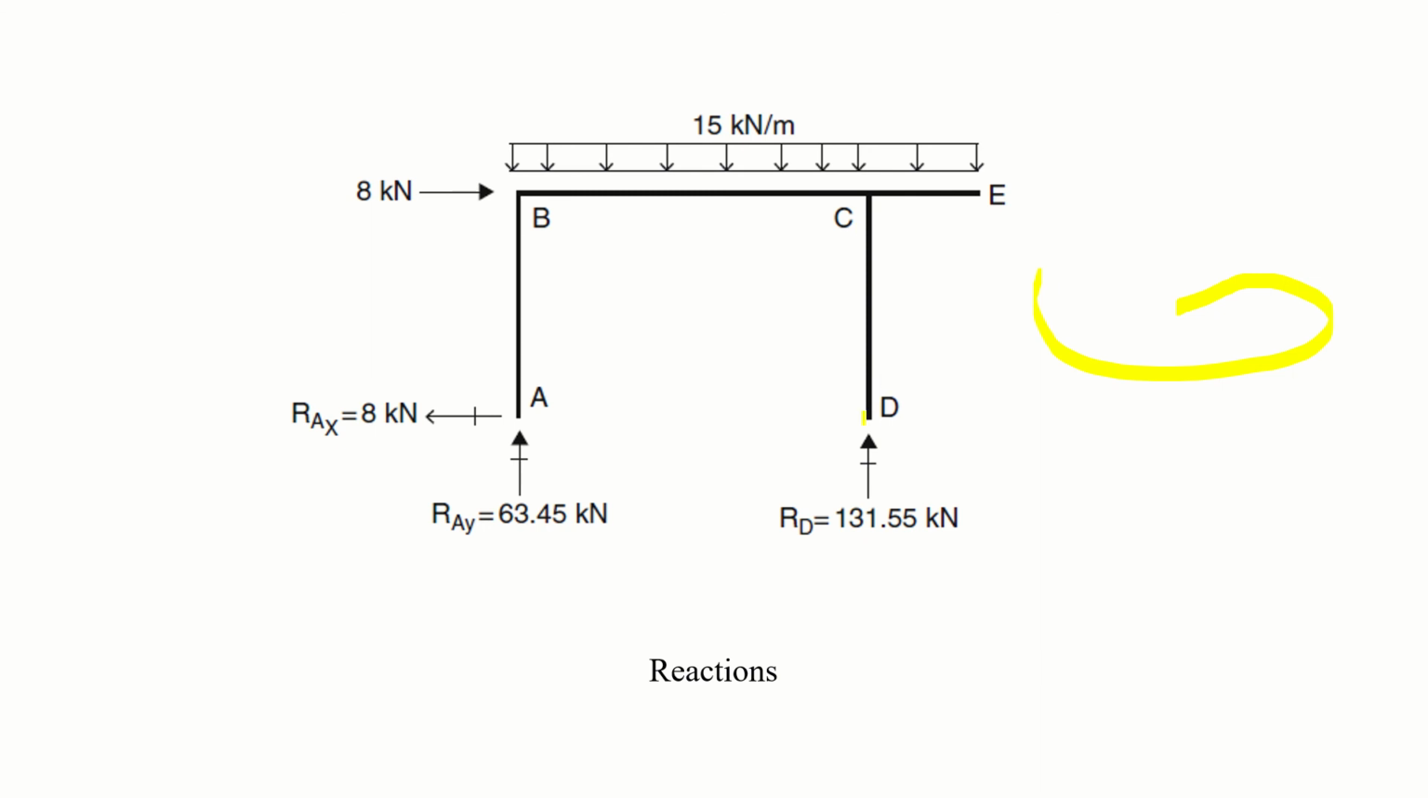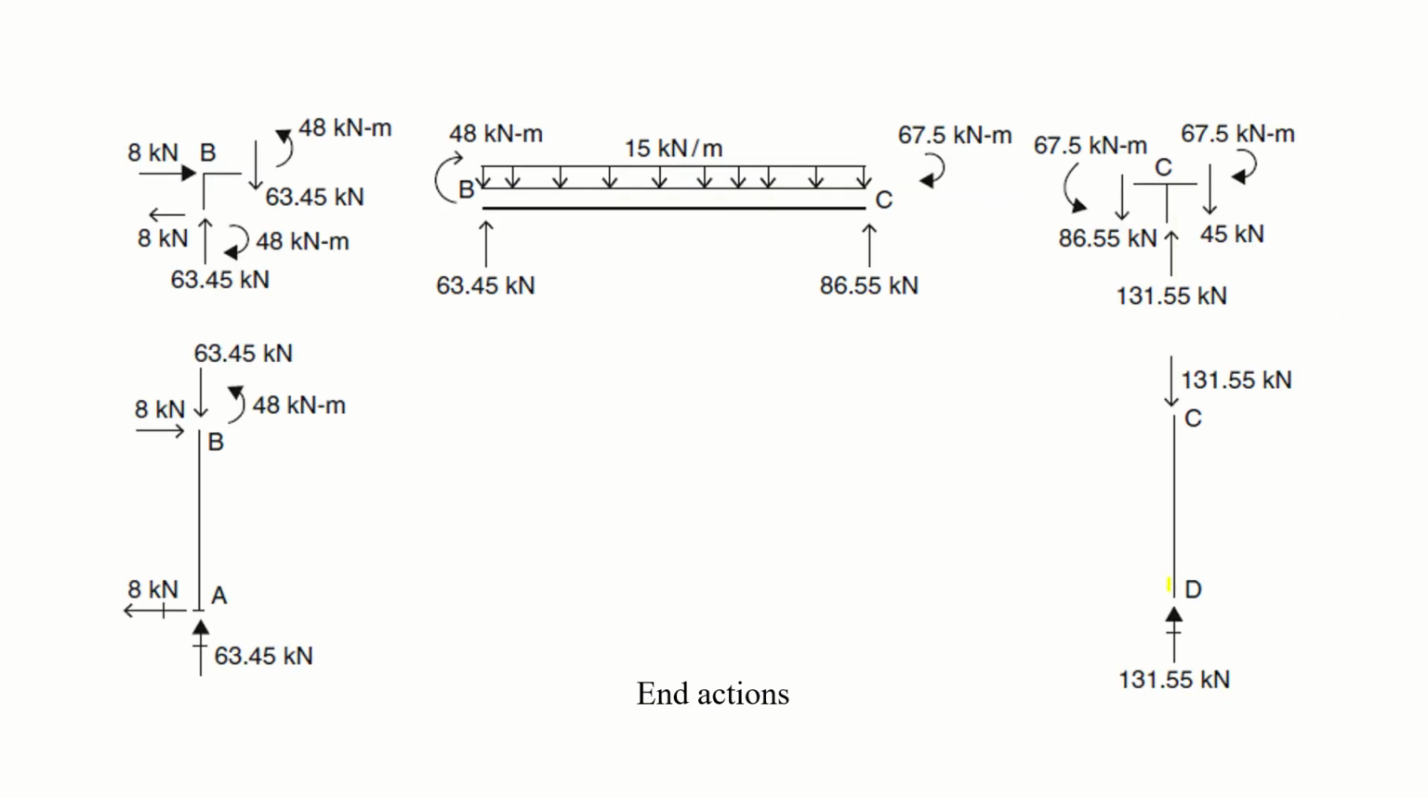Starting with the CD member, the reaction is 131.55 upward, just apply it downward, and that's it. There is no horizontal force in the member, and since there is no horizontal force, there is no bending moment generating in the member. Now come to joint C. You just transfer this force, downward 131 is now upward 131.55 kilonewton, nothing else.